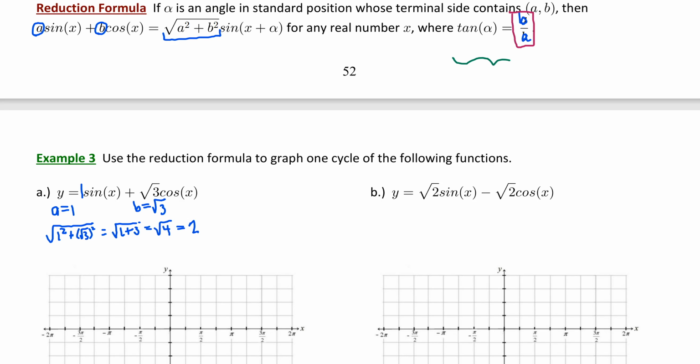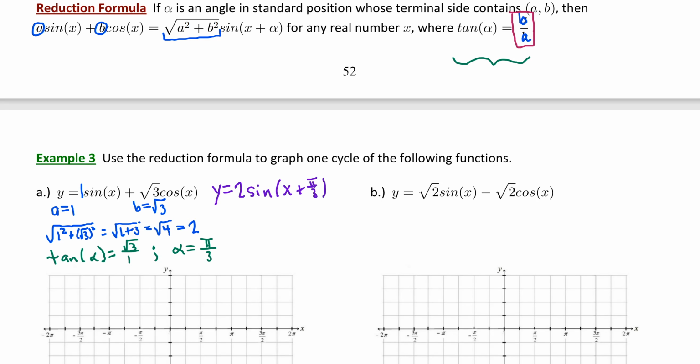Now we also need to figure out the phase angle. Tangent of alpha is equal to B over A. That is square root of 3 over 1. Now if you're paying close attention here, this is going to give us a unit circle angle. For tangent of alpha equal to the square root of 3, alpha would have to be pi over 3. Thus, our reduced function becomes y equals 2 times sine of x plus pi over 3.